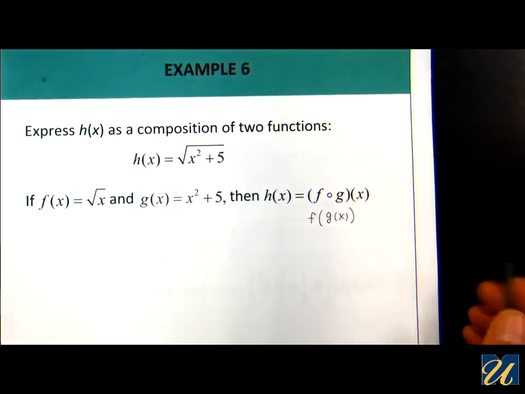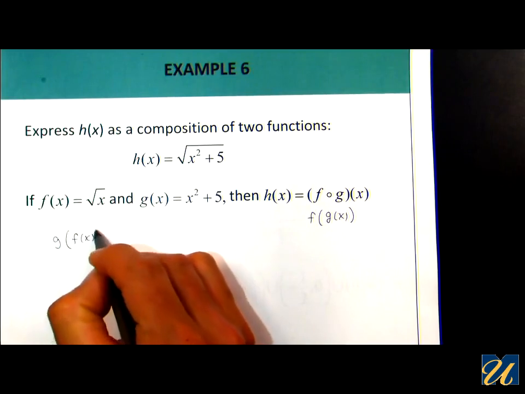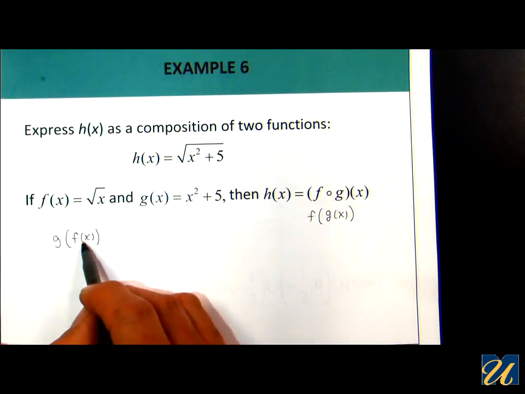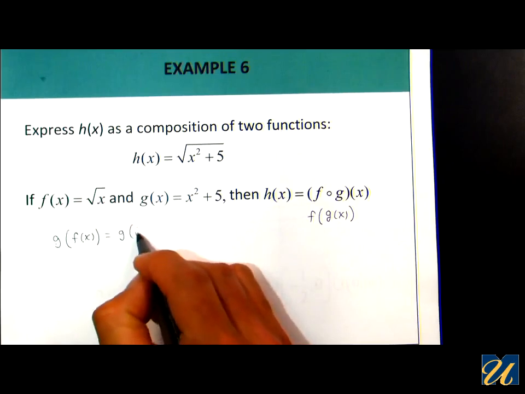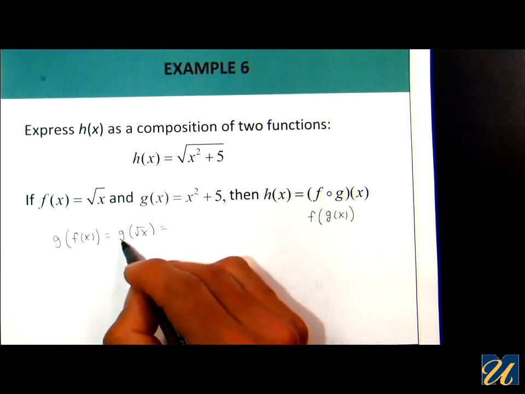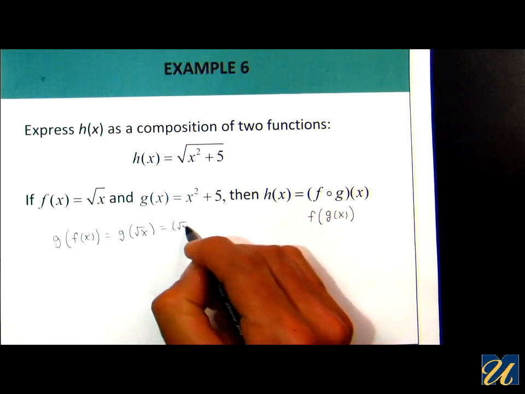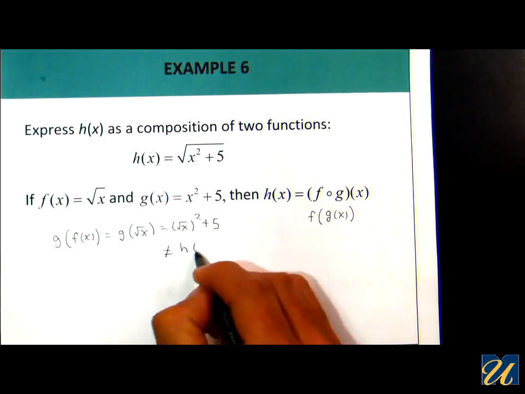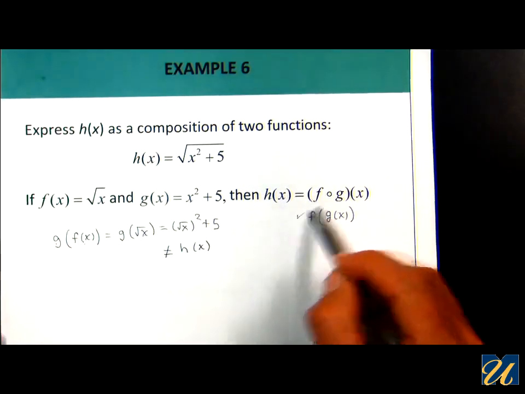And if you try it the other way, if you try g of f of x, sometimes in math you just have to try it and see if it works out. That's putting the f of x function inside the g function. So that's g of root x. Root x is your f function. And that means go to the g function and replace the variable by root x. So that would be root x squared plus 5. And that is certainly not equal to the original function h of x. So this is the wrong composition, and this is the correct composition.